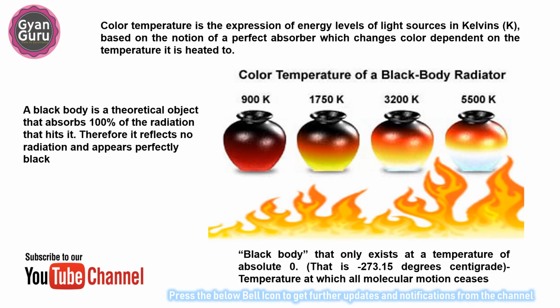It means when any object or light is heated, it starts glowing just like the soil pot shown in the figure. Upon glowing it starts emitting a color like red at a particular temperature. Hence, we can say, color temperature is the expression of energy levels of light sources in Kelvins, based on the notion of a perfect absorber which changes color dependent on the temperature it is heated to. That's why color temperature of light is measured in Kelvin.